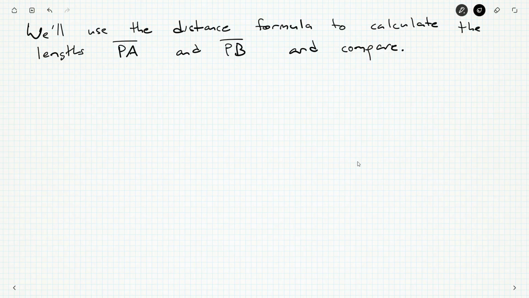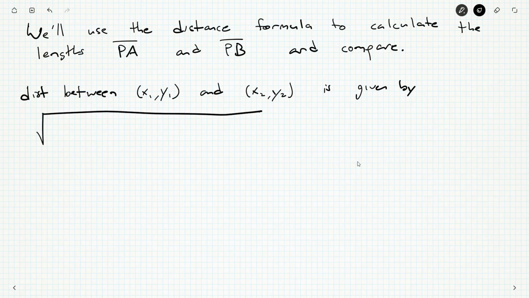For those of you who haven't seen the distance formula, the distance between, I'll write it this way, an x1 and a y1, so some point like this, and x2, y2, is given by, and then we get a nice little formula here, the difference in the x's squared plus the difference in the y's squared.